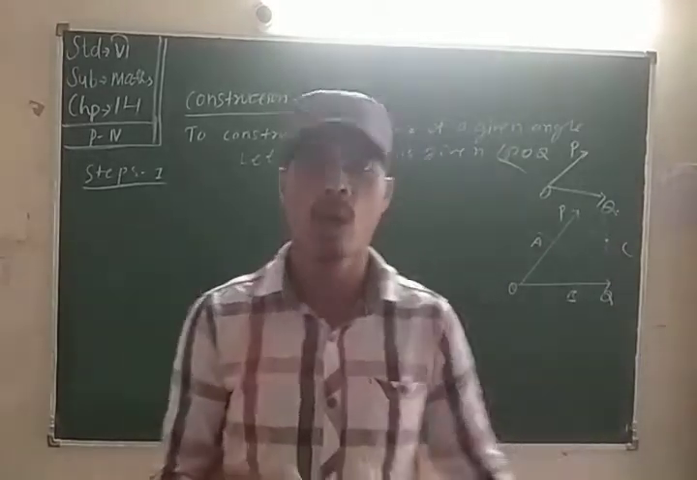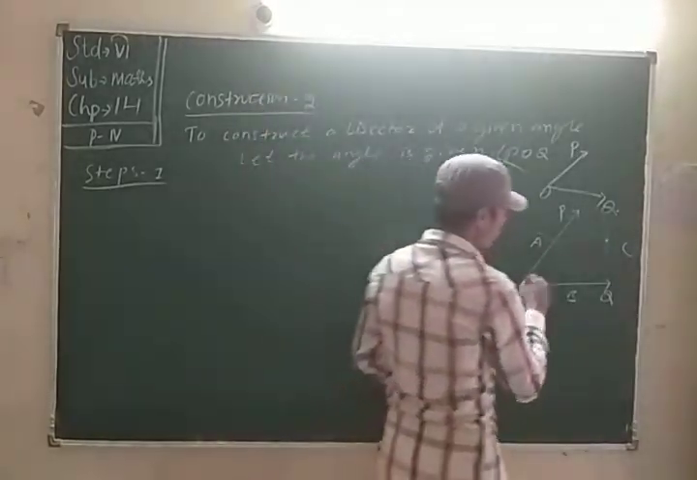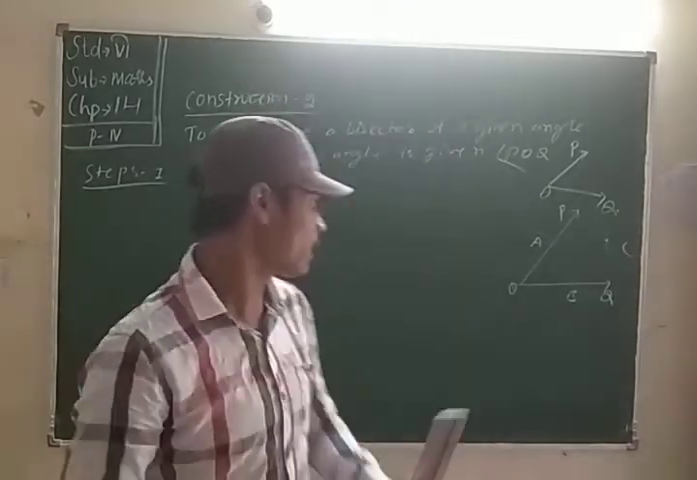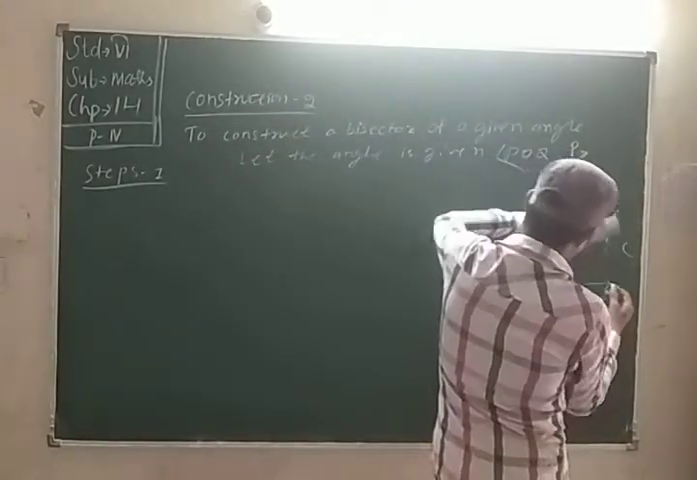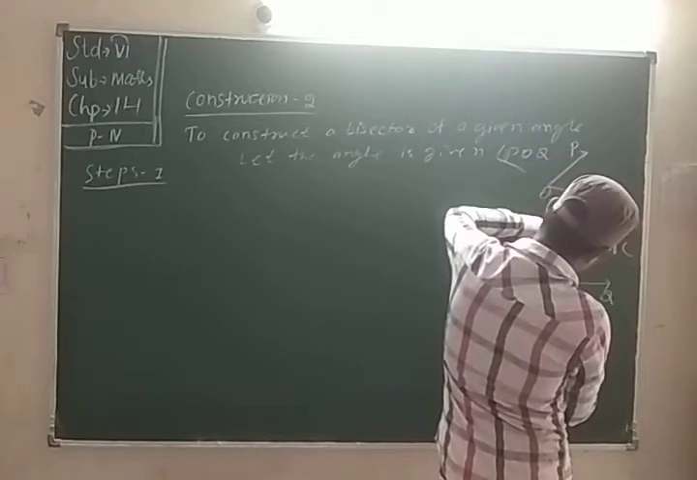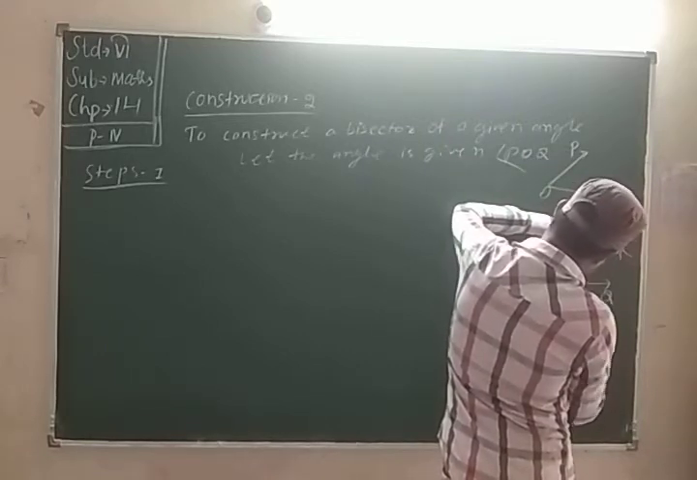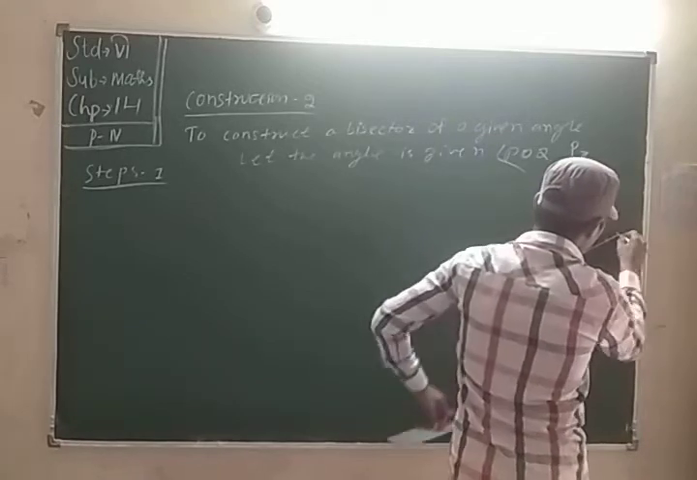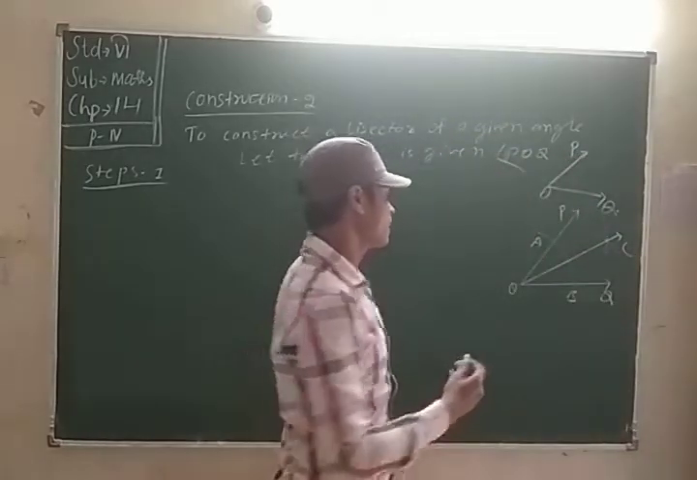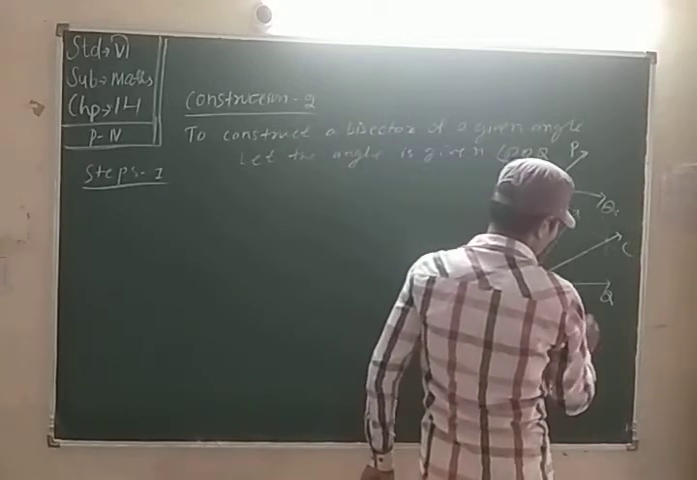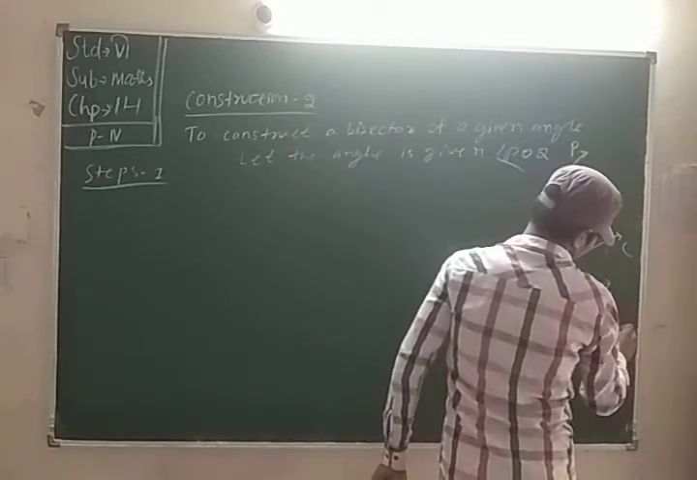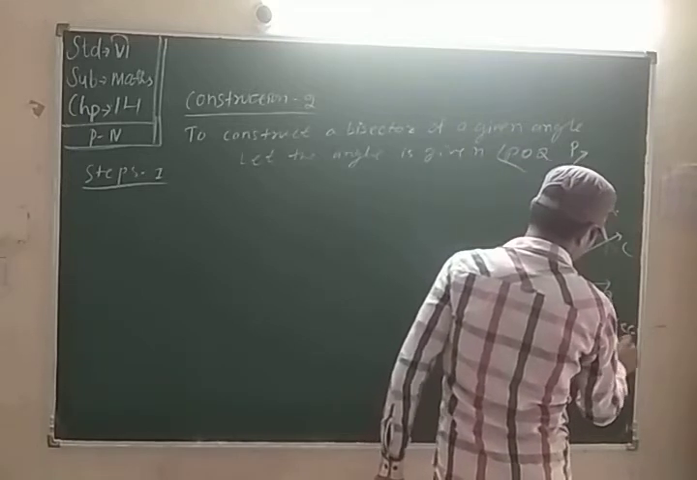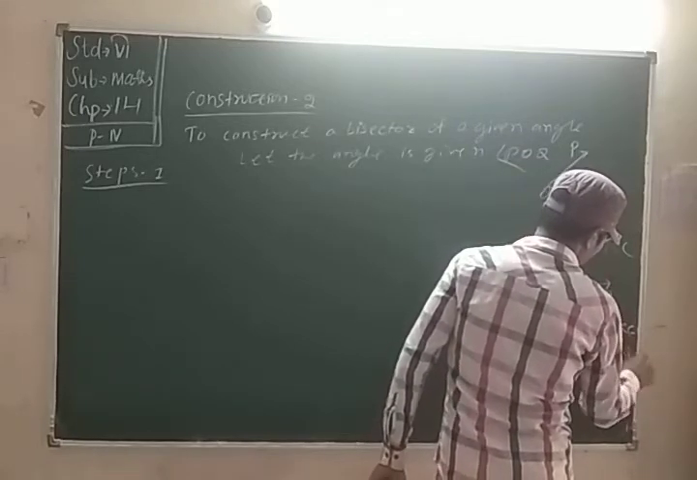Now what do we do? We join O and C, and we get the bisector of angle POQ. Using the ruler and pencil, we join it with O, and OC is the bisector. Then we can say OC is the bisector of angle POQ. Clear about it?